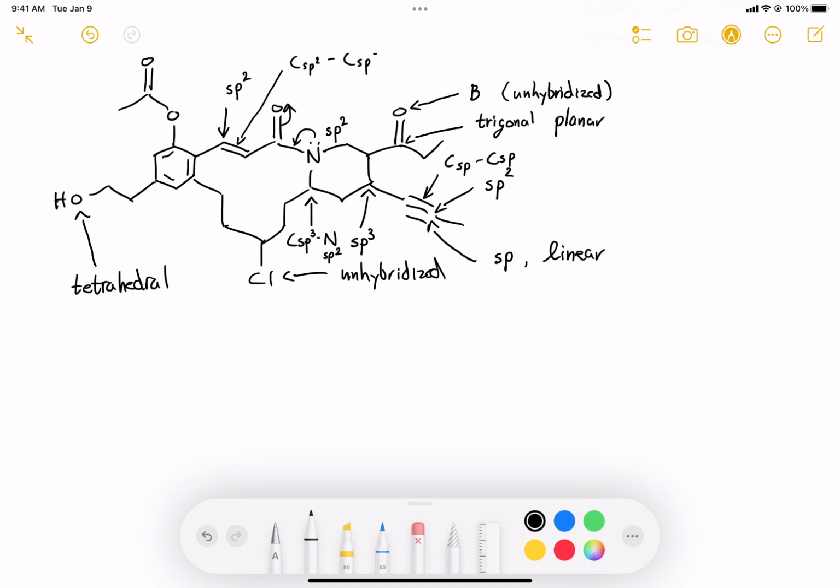Okie dokes. Oh, but it's oxygen, right? So it'll probably look bent too. You could say tetrahedral, but bent is also okay. Bent is probably better here. But tetrahedral will work fine. Okay.